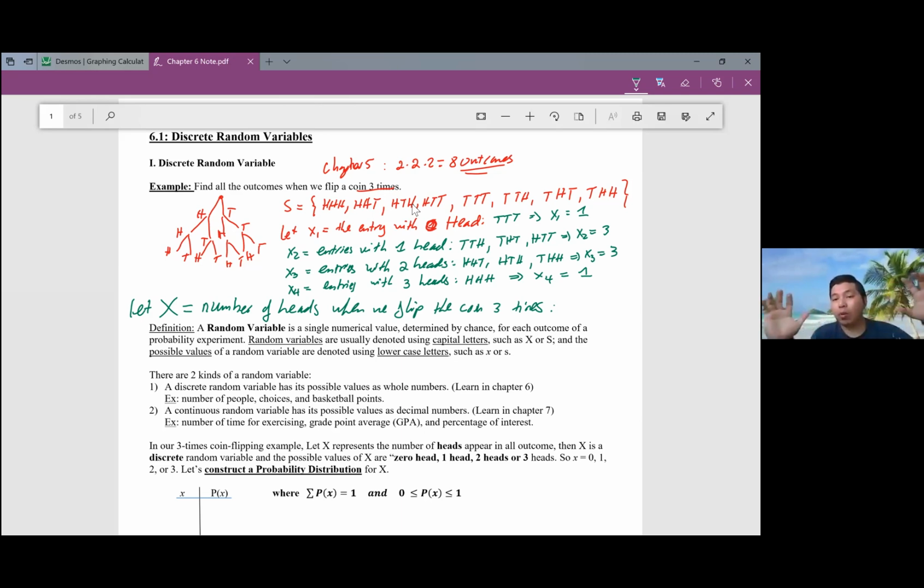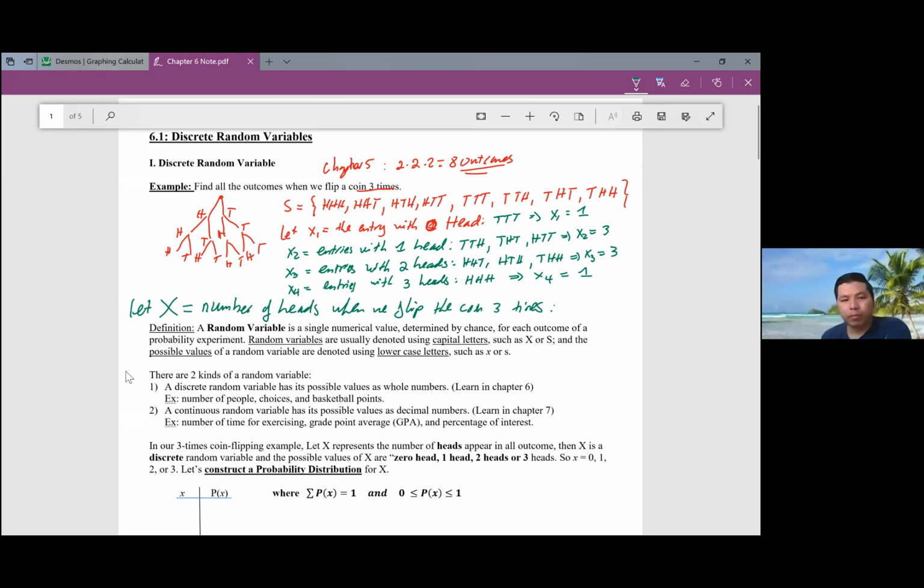Therefore, we have to look into all the possibilities that X can have. X1 will be, what happens if we have 0 chance of getting a head? We get 1 of that. X2 will be 1 chance of getting a head, X3 will be 2 chances of getting a head, and X4 will be 3 chances of getting a head. So a capital X is a big description, and little x are the children of the capital X. That's the logic we should think about for random variables. Does that make sense?